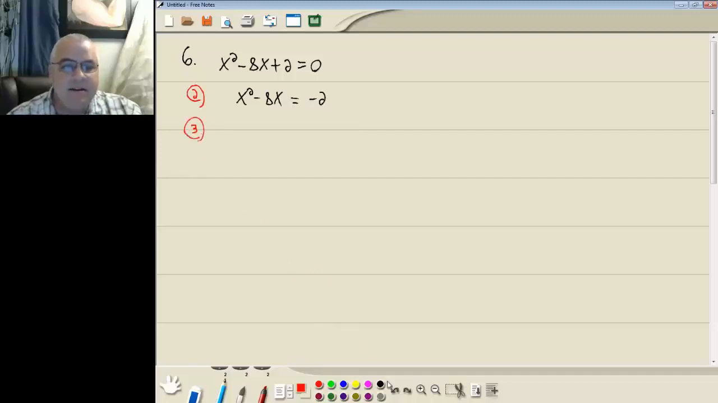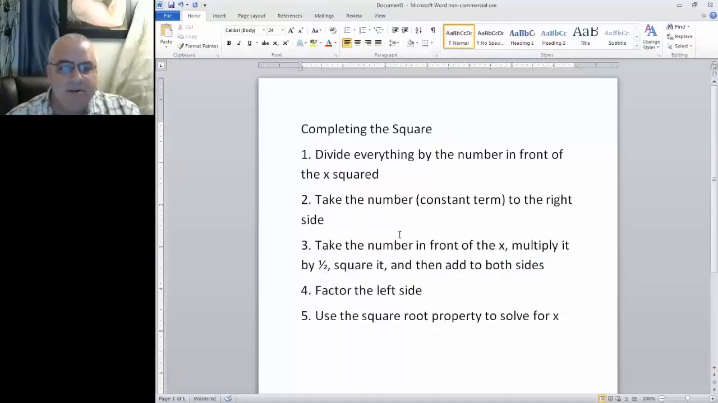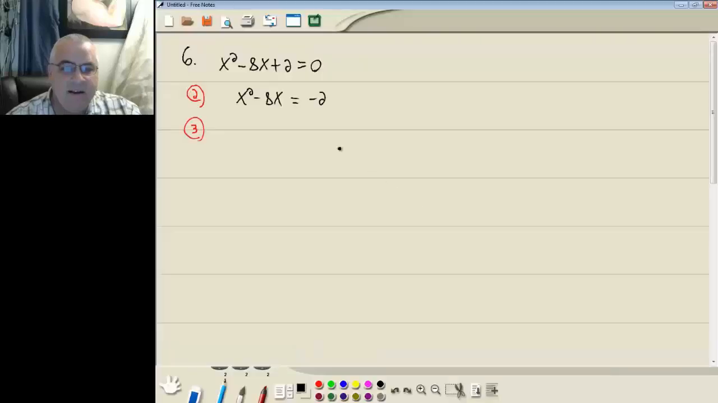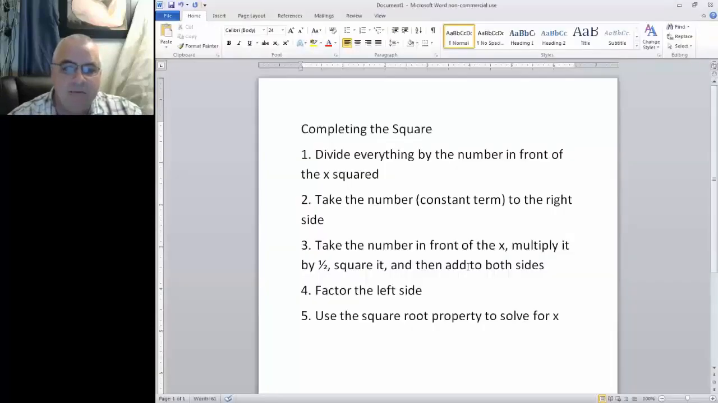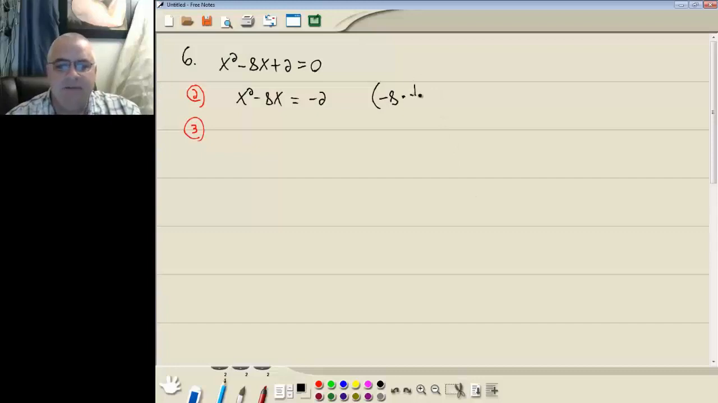Step 3. Take the number in front of the x. Number in front of our x is a negative 8. And you do this over to the side. Multiply it by 1/2 and square it. So we're multiplying it by 1/2 and we're squaring it. It's always times a half and it's always squared. Well, negative 8 times 1/2 is negative 4. And negative 4 squared gives us a positive 16.